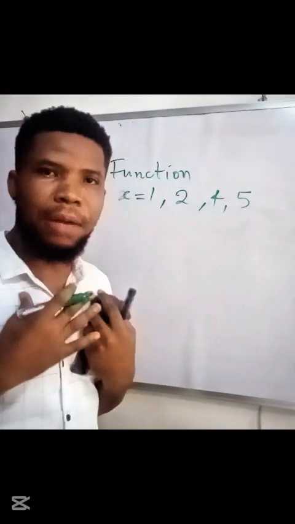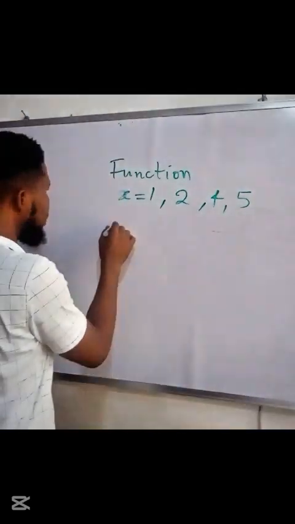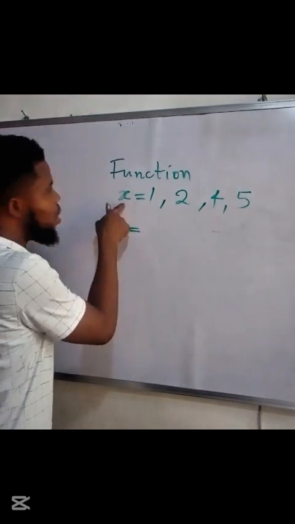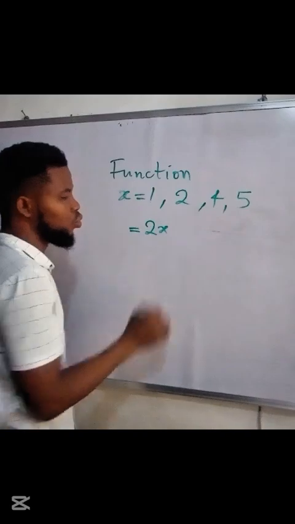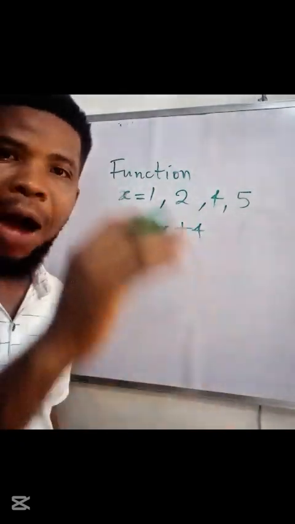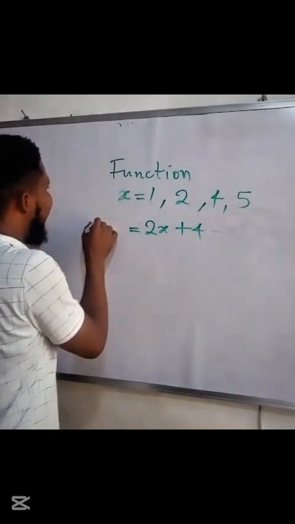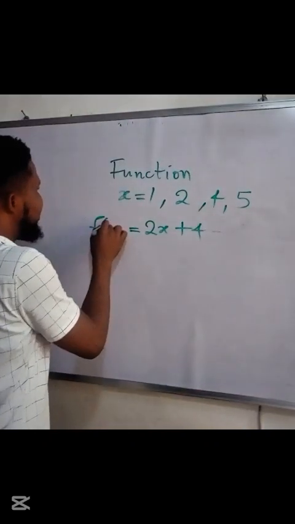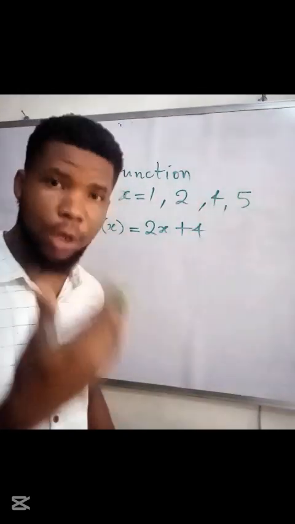So what is the system of my banking? The system of my banking is that if you give me any money at all, I'm going to multiply it by 2 and add 4 naira to it. I'll multiply it by 2 and add 4 naira. So this is the system of my banking. So the system of my banking is a function.